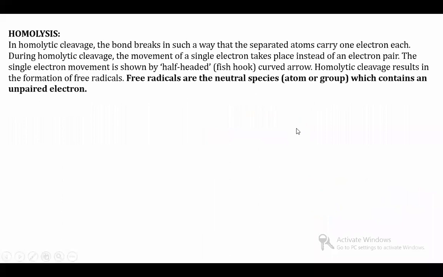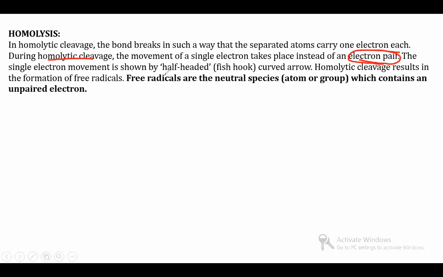We said homolysis, and we also discussed heterolysis. In the case of homolysis, homo means equal cleavage. In homolytic cleavage, the bond breaks in such a way that the separated atoms carry one electron each. This movement of a single electron takes place instead of an electron pair. Instead of an electron pair, a single electron will be carried.